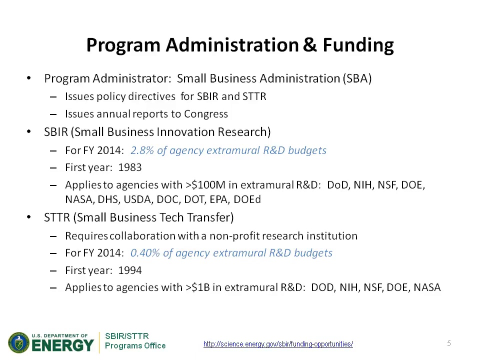The STTR program, again, which is different, has more focus on tech transfer, and therefore requires collaboration with a nonprofit research institution like a university or a national lab. Again, this program is smaller. It's only 0.4% of agency extramural budgets this year, and there are only 5 agencies that participate in the STTR program. DOE, being a larger R&D program office, does participate in both programs.